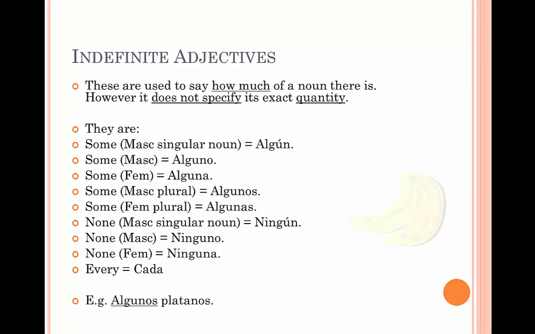For example, algunos plátanos, that is to say, some bananas. Because bananas, which is plátanos, is both plural and masculine, we use the variation of some, which is algunos, for it.